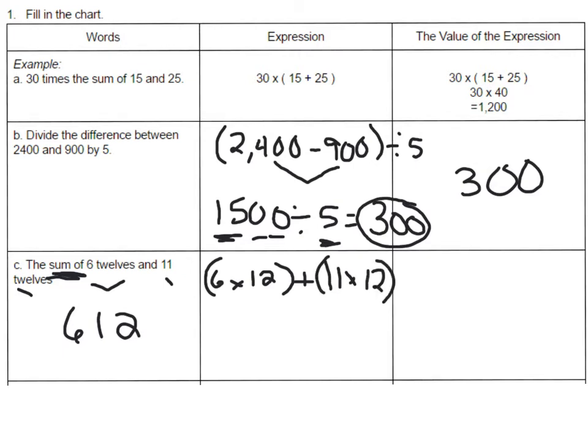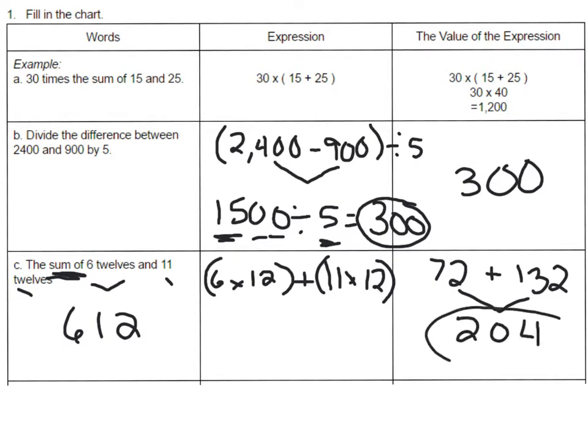So that's my expression. Now to solve it, I'm always going to think about what's inside the parentheses first. So I'm going to do 6 times 12 first. 6 times 12 is 72 plus 11 times 12. 11 times 12 is 132. Add those together and I get a final answer of 204. So that's the value for number C. Let's try a couple more.